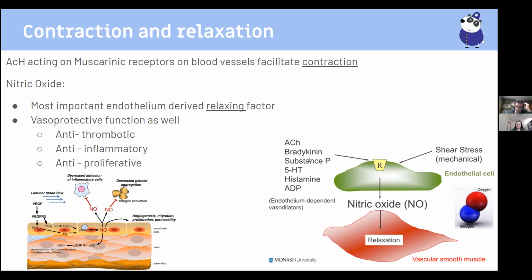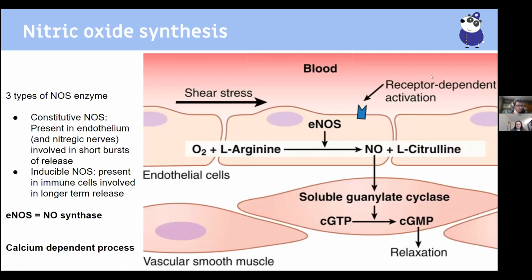The binding of all these substances to this receptor can trigger nitric oxide. Don't really need to know that. Maybe do know that shear stress or mechanical stress can trigger nitric oxide as well, and its effect of relaxation. This is tough, you don't need to know it super well.